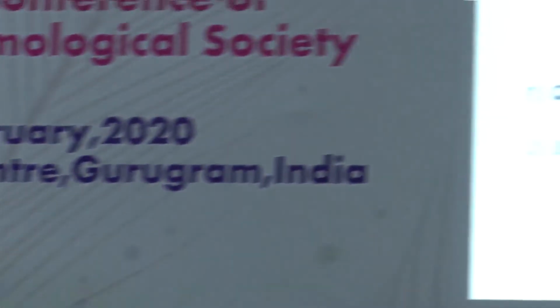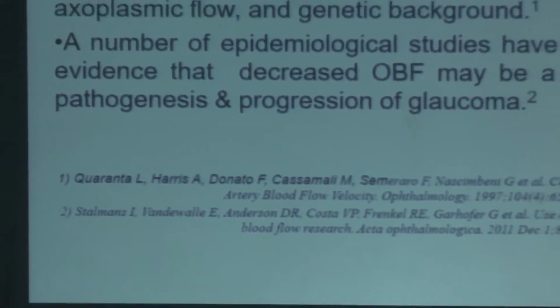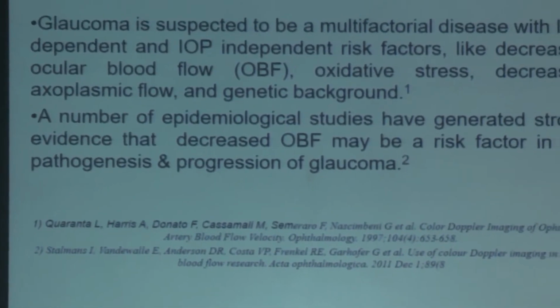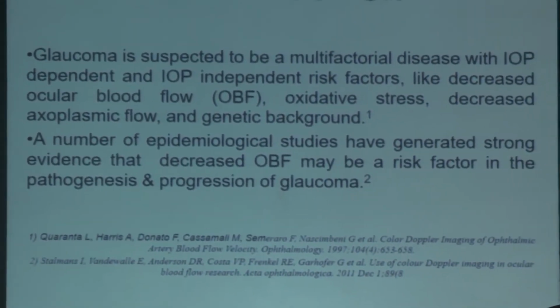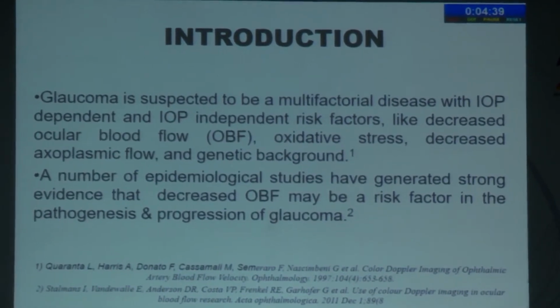Good afternoon, everyone. My name is Dr. Shimpa, and my thesis topic was the study of ocular blood flow in primary open-angle glaucoma and normal tension glaucoma. Glaucoma is suspected to be a multifactorial disease with IOP-dependent and independent risk factors like decreased ocular blood flow, oxidative stress, decreased exoplasmic flow, and genetic background. A number of studies have generated strong evidence that decreased ocular blood flow may be a risk factor in the pathogenesis and progression of glaucoma.